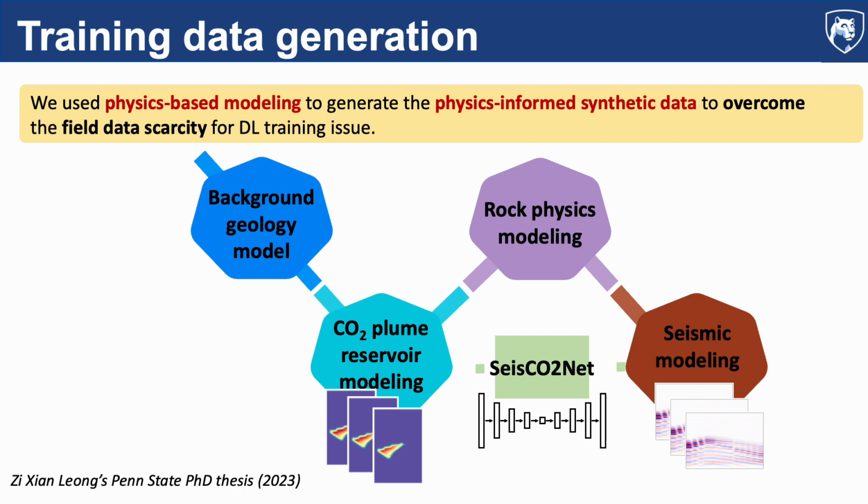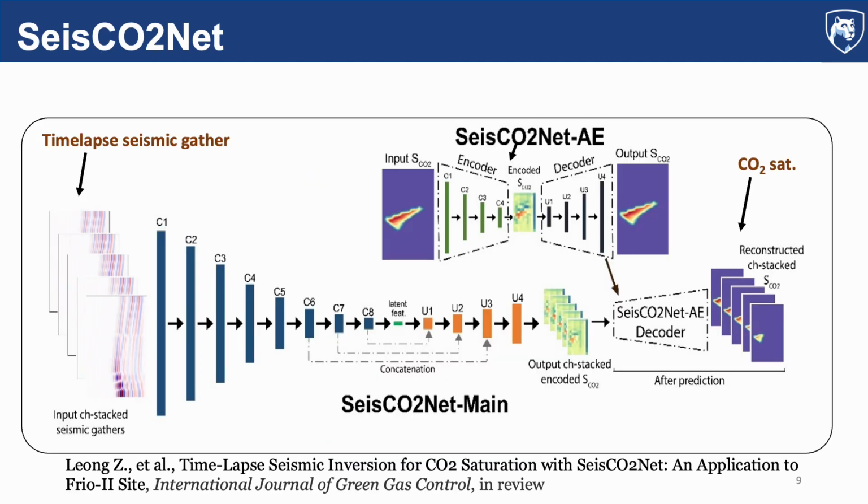And then, because we are dealing with a CO2 plume, we need a reservoir simulation to help us simulate how the CO2 migrates through the reservoir. Then we convert this model to seismic property models using rock physics modeling, and then we can generate seismic data using forward modeling. With the seismic data gathers and the CO2 plume, we can train the neural network. Here I name it SeismicCO2Net.